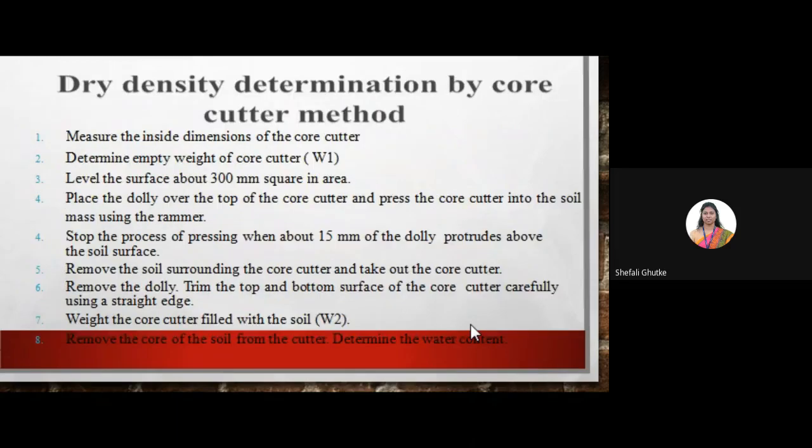Next is dry density determination by the core cutter method. We will find the dry density with the help of the core cutter method. The procedure is as follows. First, we measure the inside dimension of the core cutter, then determine the empty weight of the core cutter as W1, then leave the surface about 300 mm square in area.